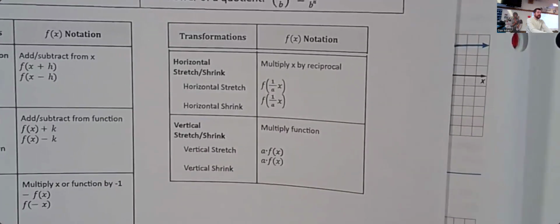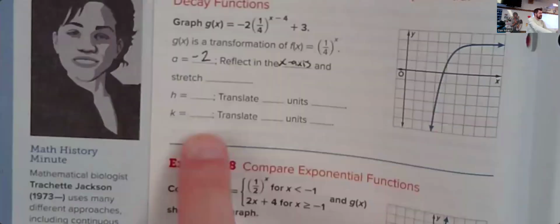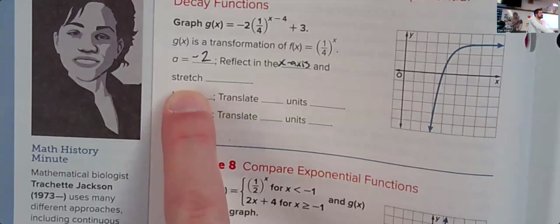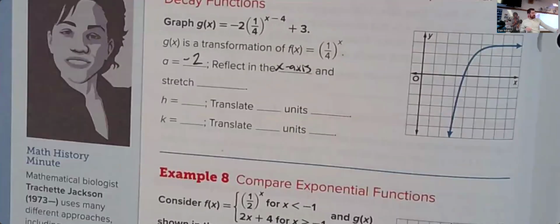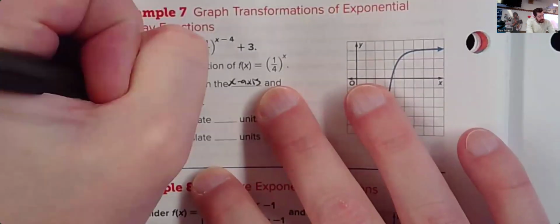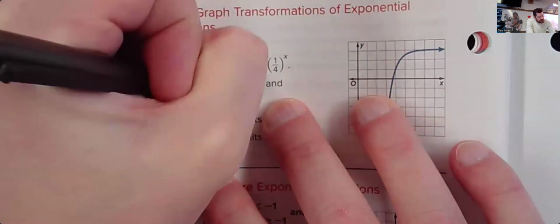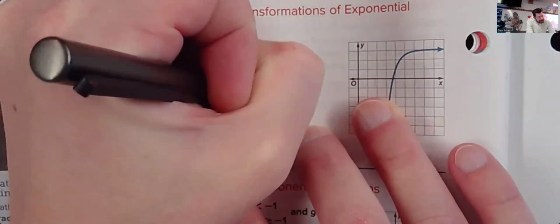And because A is greater than 0, would that make it a stretch or a shrink? I mean, it tells us it's a stretch, so A is greater than 0, so it's a stretch. A stretch vertically by a factor of what?